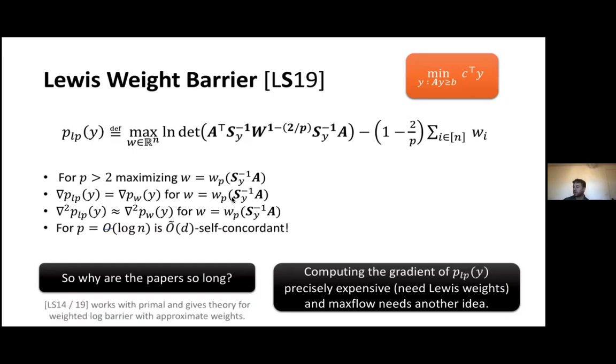The way the original papers or the journal version worked to do this is they worked with the primal form of the problem, and showed how to work with weighted barriers for arbitrary self-concordant functions on that space, and gave a theory for handling approximate weights. What I'm going to present in the rest of the time I have today is a possibly simpler, more recent primal dual approach towards solving this problem.